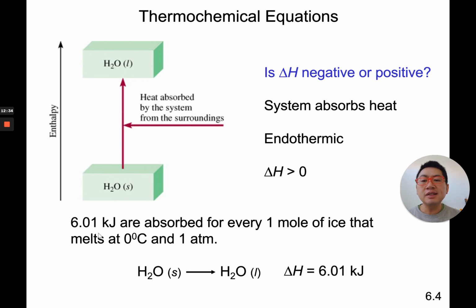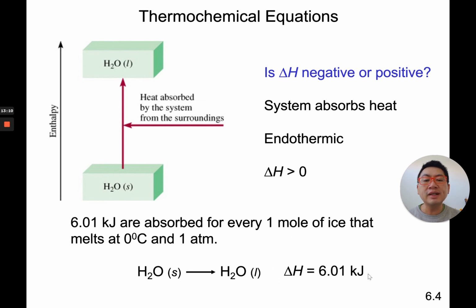If 6.01 kilojoules of energy are absorbed for every 1 mole of ice that melts at 0 degrees Celsius and 1 atmosphere, this is how we would write it. I would write the equation as H2O solid, that's ice, turning into H2O liquid, that's water. Ice melting, this is coefficient 1: 1 mole of ice turning into 1 mole of water. How do I mention that 6.01 kilojoules of heat are absorbed?